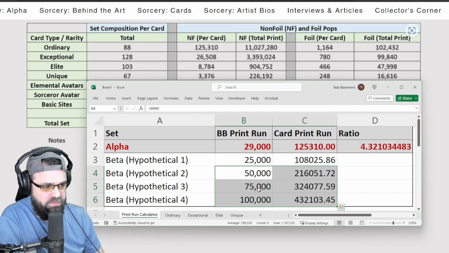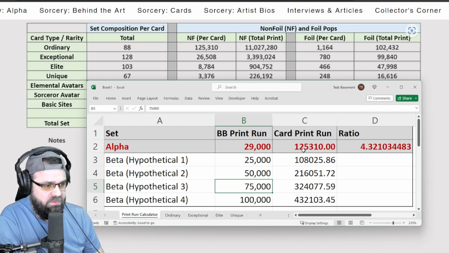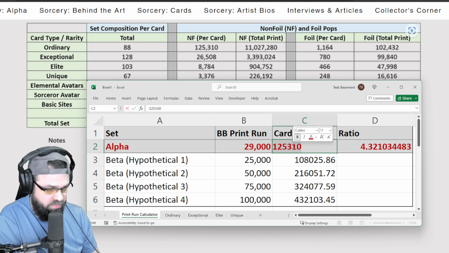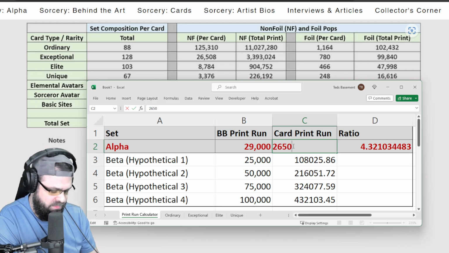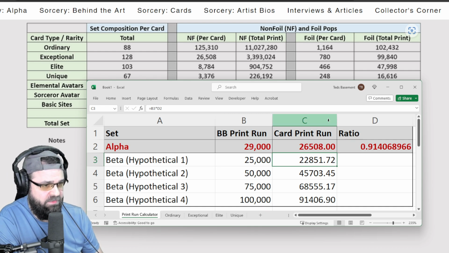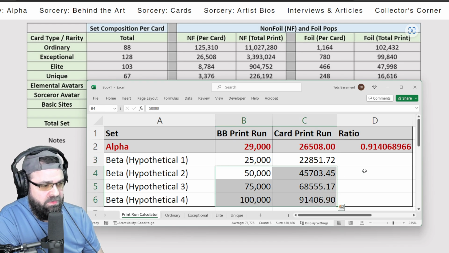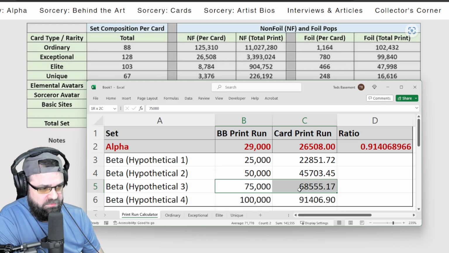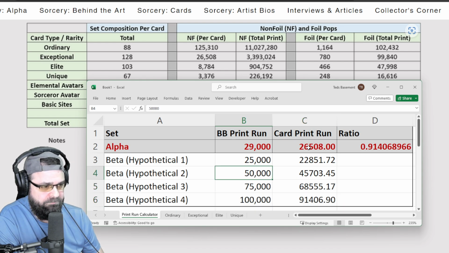And here's what the other numbers look like if we had a potentially higher booster box print run. Let's drop the exceptional per card number in here. So 26,508. Again, that's up here. That is the per card non-foil print run for Alpha. We get our ratio, and now we can see with 50,000 booster boxes, you're looking at 45,000 non-foil exceptionals, and you guys can read the rest. They move up from there.